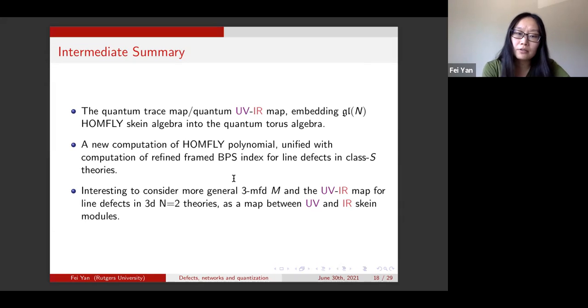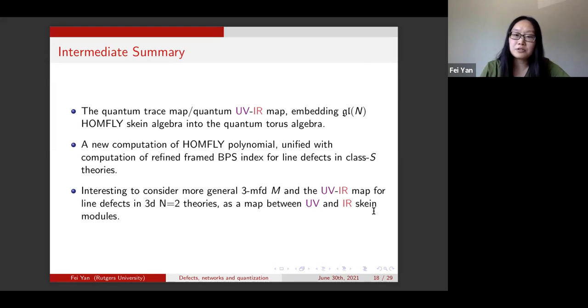One interesting direction is to consider more general three-manifolds and consider a similar UV-IR map for line defects in 3D N=2 theories. For example, you could consider 3D N=2 theories of class R, where the corresponding three-manifolds are three-manifolds that admit ideal triangulation in terms of tetrahedra. In this case, mathematically, what you would get is a map between the UV and IR skein modules.